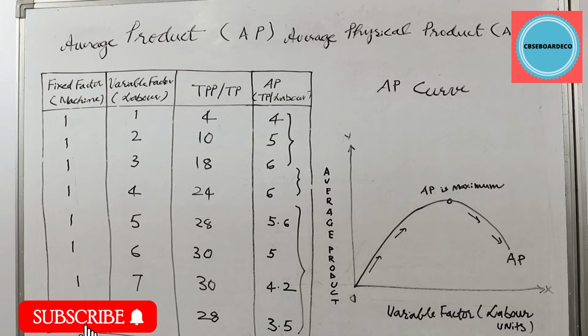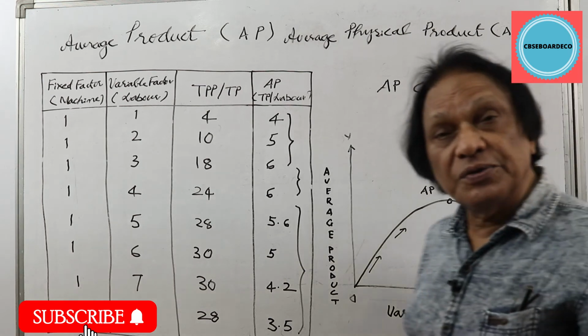So look at the graph here, we've shown on the graph the AP curve, average product curve. On the x-axis you have variable factor or labor units. On the y-axis you have average product. So at 0 level of labor units, it starts from 0, then it's going up. Then AP is maximum and then declining. The AP curve is declining. Mind it, the AP curve will never touch the x-axis because AP can never be 0, because total product can never be 0. That is average product.